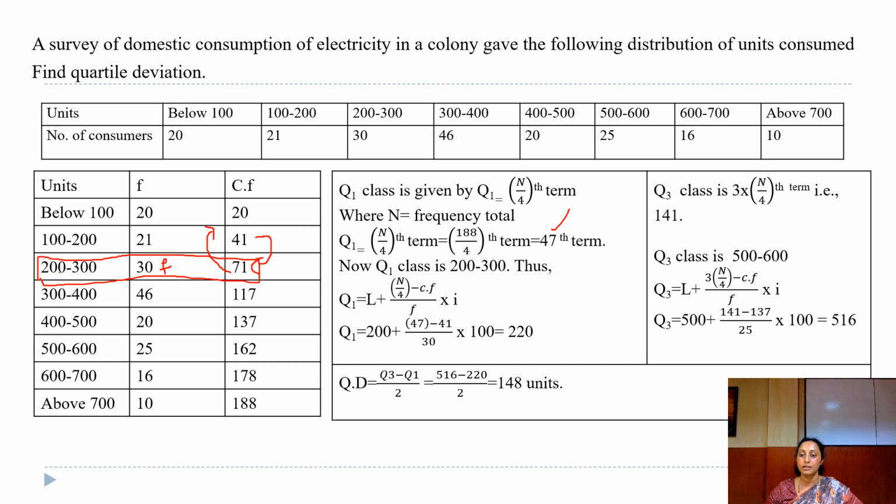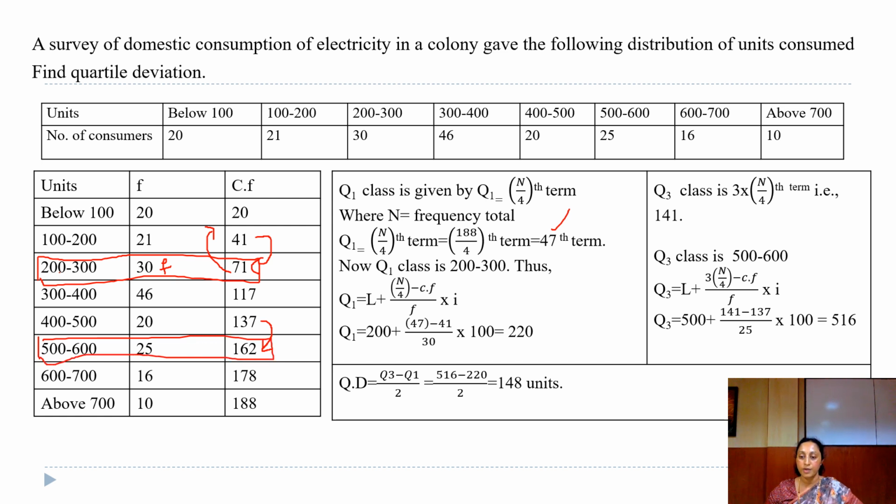So similarly, let us find Q3 class by using the formula 3 times n by 4, that particular term. If we calculate 3 times 188 divided by 4, we get 141. So our Q3 term lies at the 141st term. Now how do we find the 141st term? So again come back to cumulative frequency column. 141 lies after the 137. So Q3 class is 500 to 600. So our Q3 value lies in between 500 to 600.